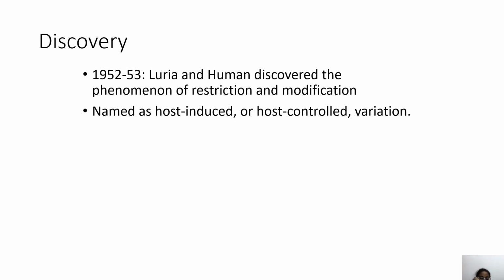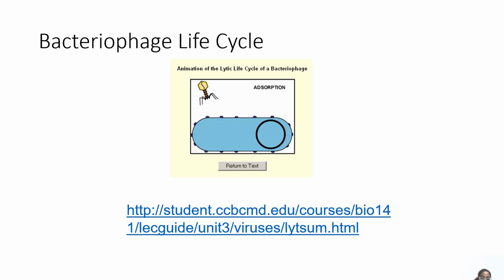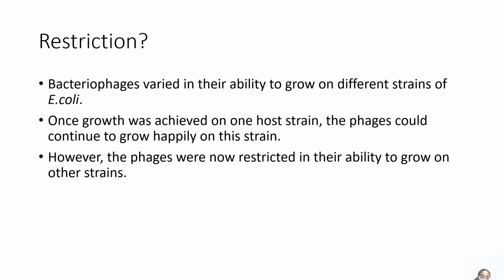In 1952-53, Luria and Human discovered the phenomenon of restriction modification. They named it host-induced or host-controlled variation. Regarding restriction, bacteriophages varied in their ability to grow on different strains of E. coli. What are bacteriophages? They are basically viruses that target bacteria. Once growth was achieved on one host strain, the phage could continue to grow happily on this strain. However, the phages were restricted in their ability to grow on other strains.